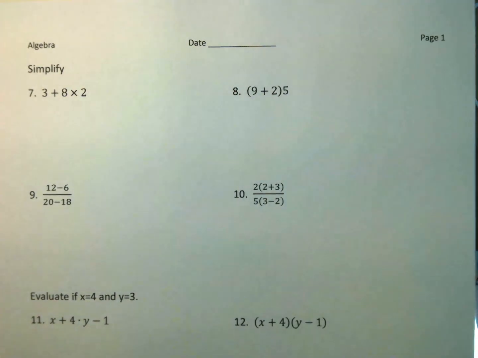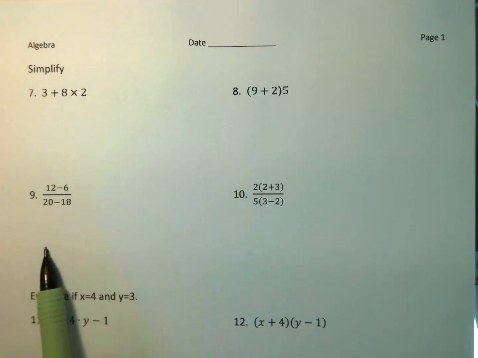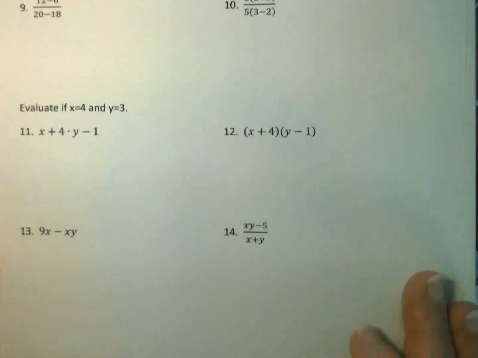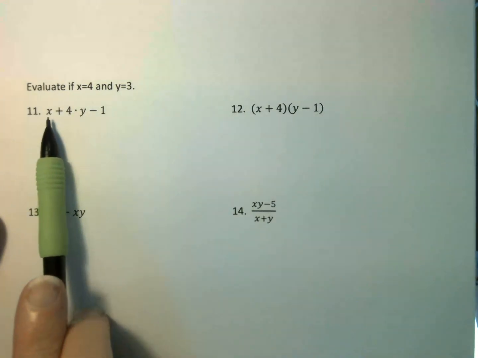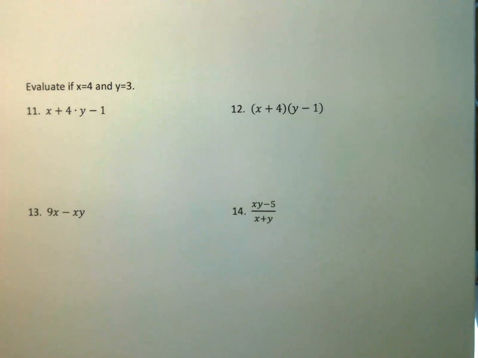On the last page, we've got some more simplifying, okay, and again, this is just following the order of operations. And then we have another evaluate, okay, where you're going to plug in the values for x and y and follow the order of operations. So this shouldn't be too difficult.